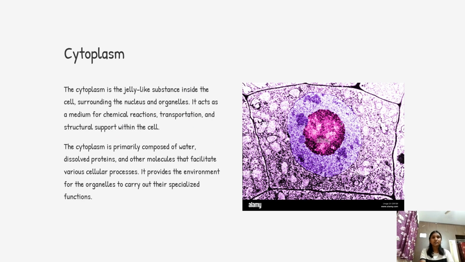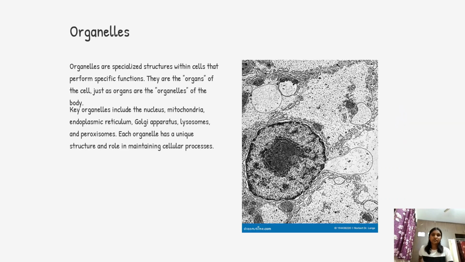Cytoplasm. The cytoplasm is a jelly-like substance inside the cell surrounding the nucleus and organelles. It acts as a medium for chemical reactions, transportation, and structural support within the cell. Cytoplasm is primarily composed of water, dissolved proteins, and other molecules to facilitate various cellular processes. It provides the environment for the organelles to carry out their specialized functions.